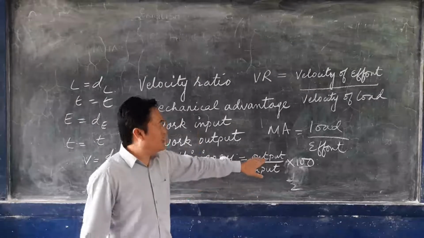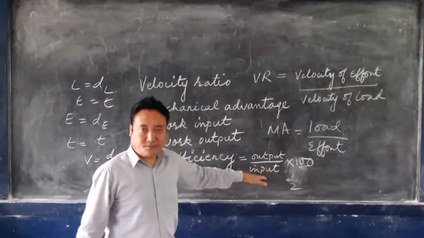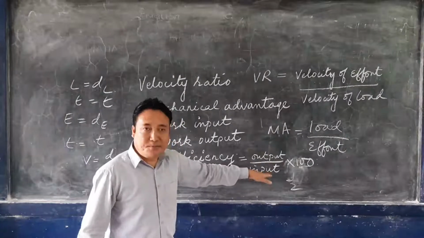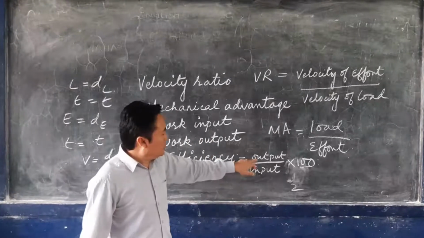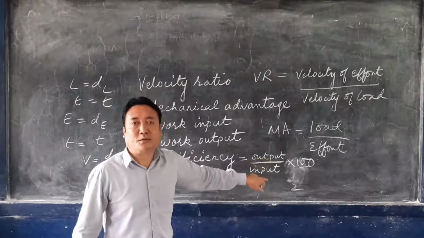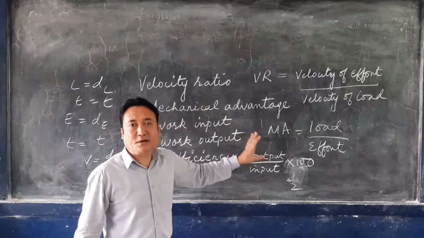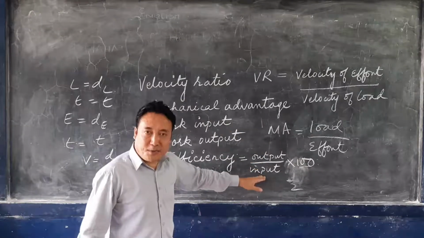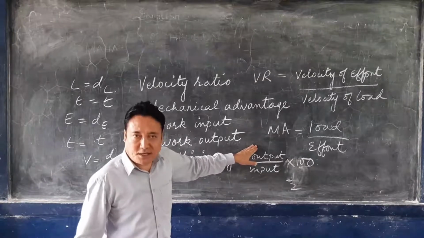Now why am I writing output at the numerator and input at the denominator? Could I write input at the numerator and replace this? There is a reason behind it. The work output is always greater than the work input. So always the smaller number should be written at the denominator and the larger number at the numerator in order to divide. So this is the reason.